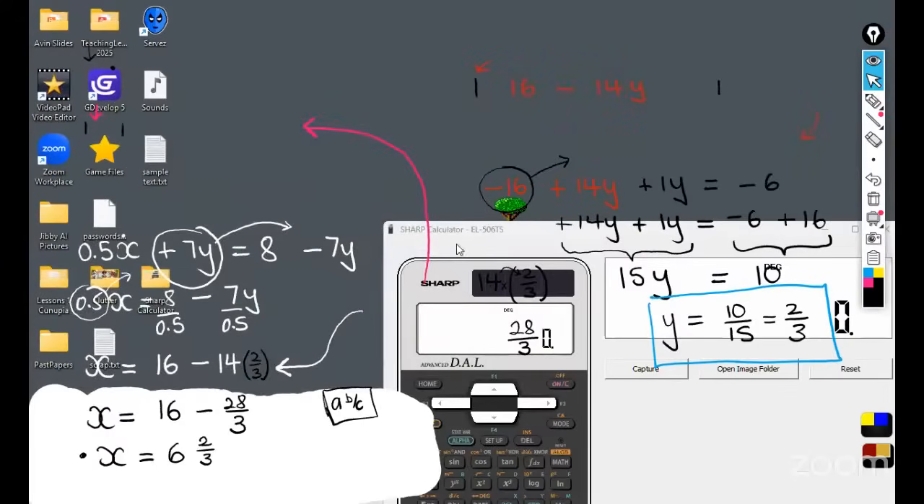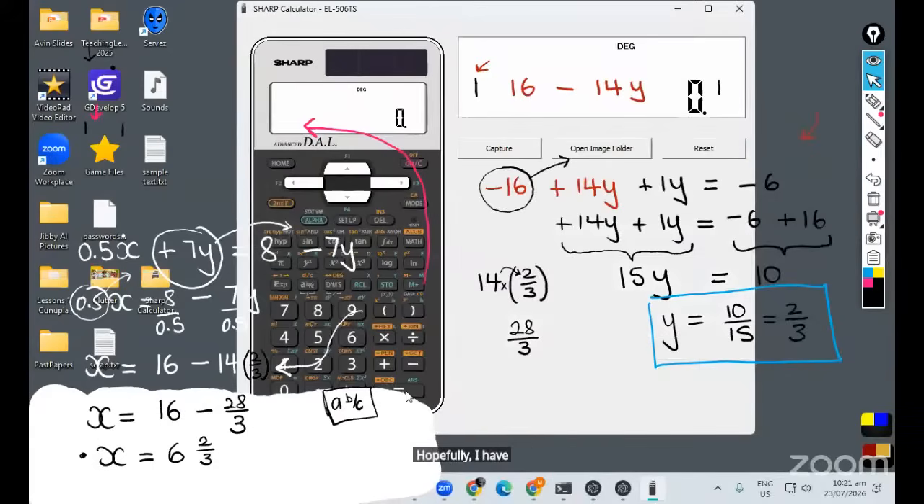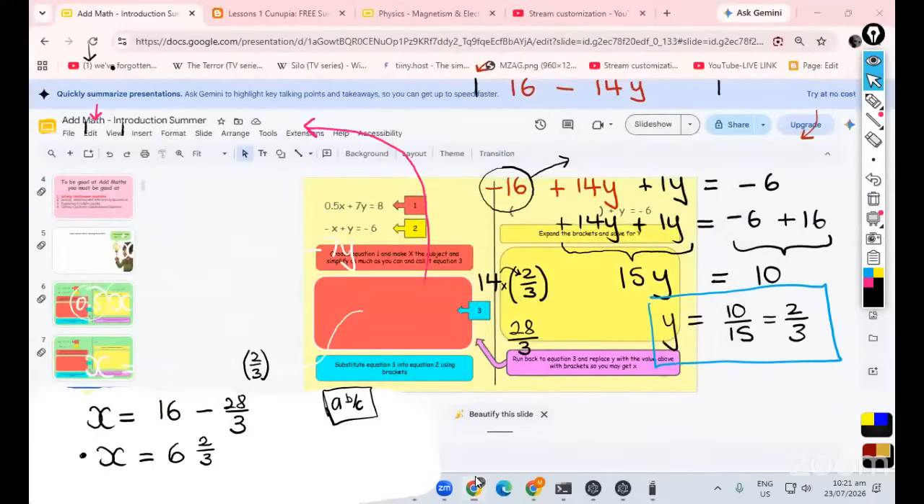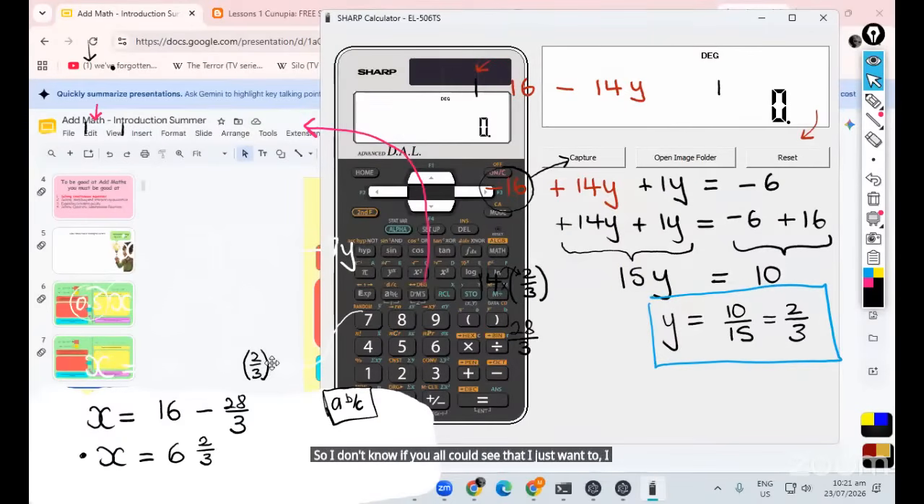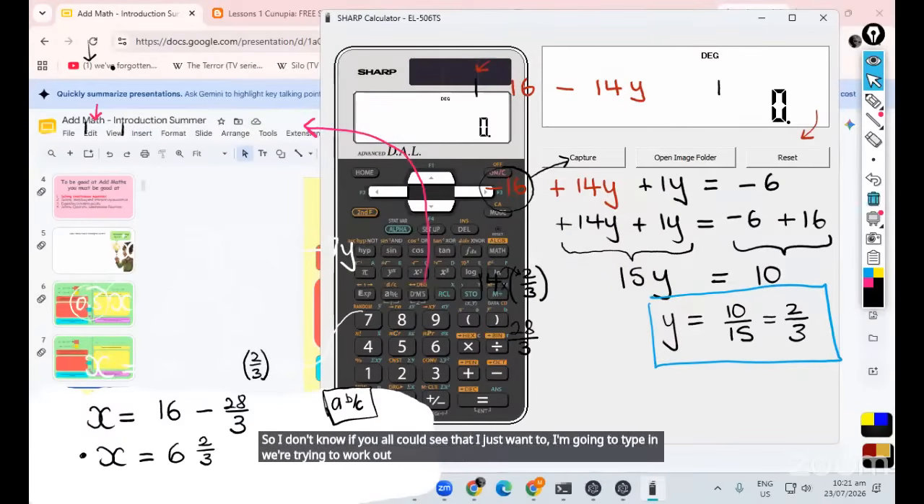Right. So hopefully I have it there. I don't know if you all can see that. I'm going to clear the screen temporarily. We're trying to work out 16 minus 28 over 3.